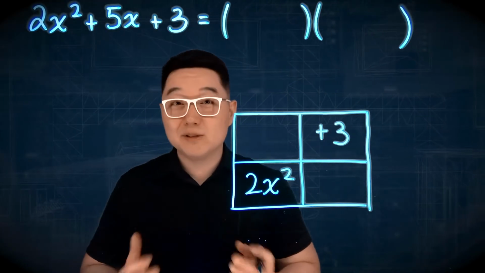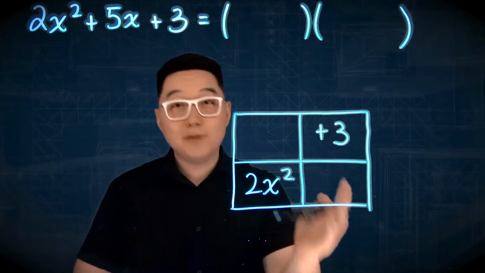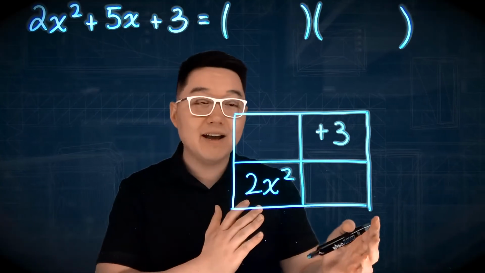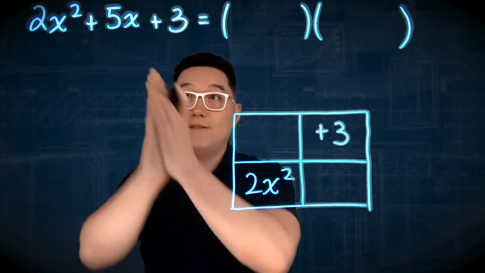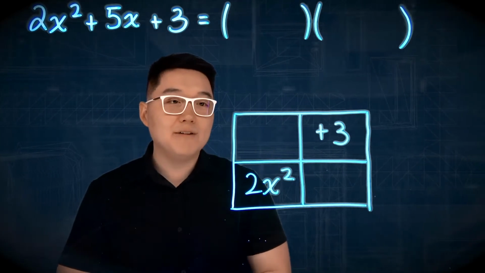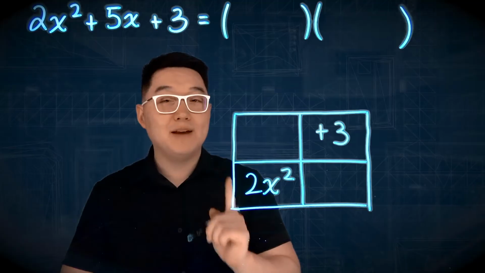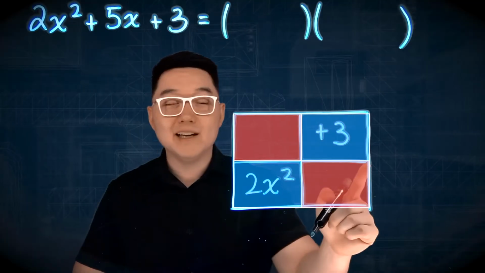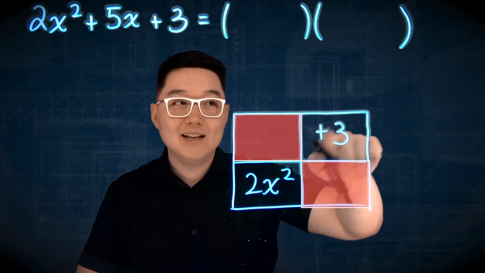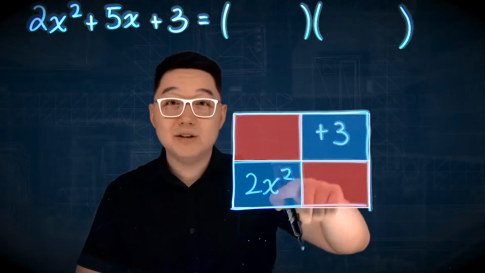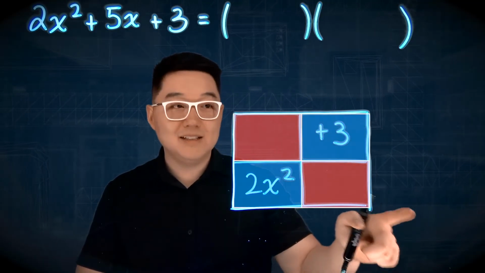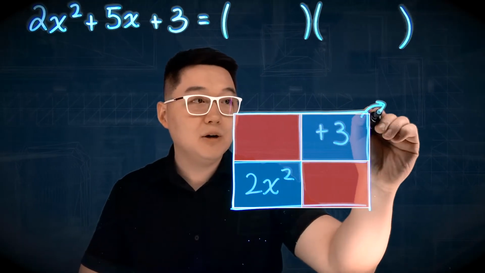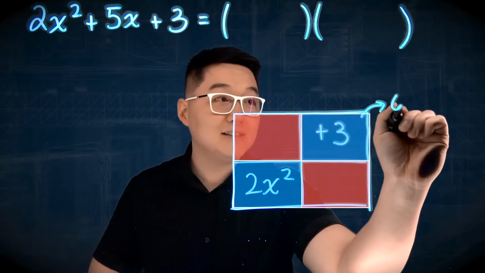Well, there are many options for that. We have 1x and 4x, we have 2x and 3x, we even have 5x and 0x. All of those combinations add up to be 5x. However, there's one more important fact we have to remember. Recall that in every generic rectangle we've been doing, when you multiply the diagonals, the results should be the same. In other words, when you multiply 2x squared with the positive 3, we get 2x squared times 3, which is 6x squared.